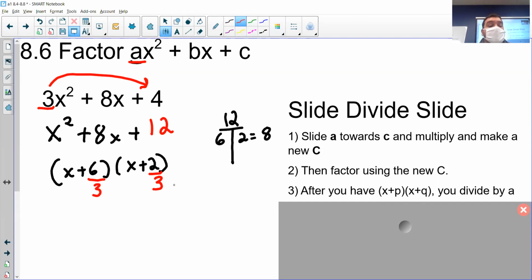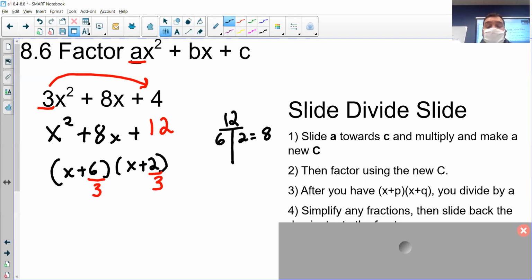2 over 3. Hold up. It's supposed to be a 2. And that's supposed to be a 12. Now we're going to divide it by the A. Now, some of you, I think you're already ahead of it. The next step is to simplify any fractions.